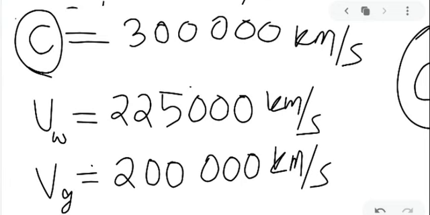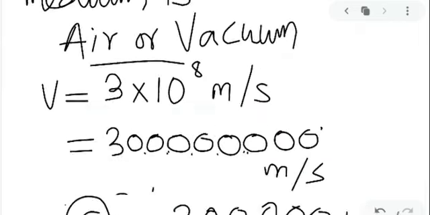In other cases, I will be using V, small letter v. As you can see, the speed of light in vacuum is different from the speed of light in air, is different from the speed of light in water, and it is different in glass also. So in each optical medium, the speed of light is different.